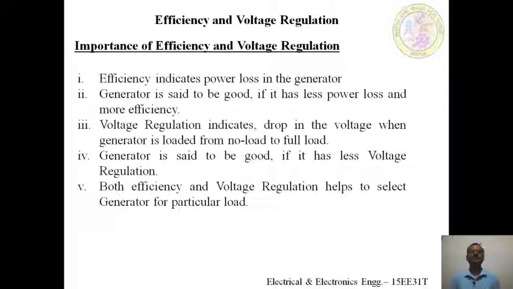Right? So both efficiency and voltage regulation help to select a generator for a particular application. Again, apart from the characteristics, this factor also helps to select the generator for a particular application. The suitability of the generator can be decided by knowing these two factors.